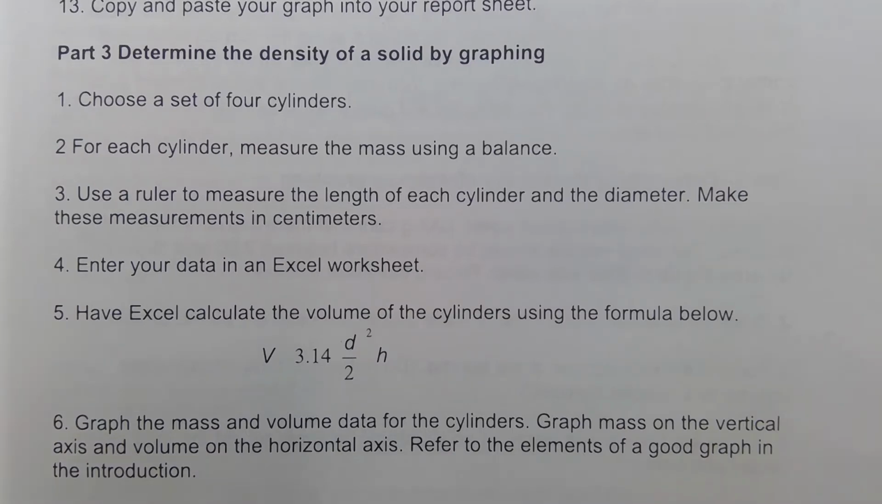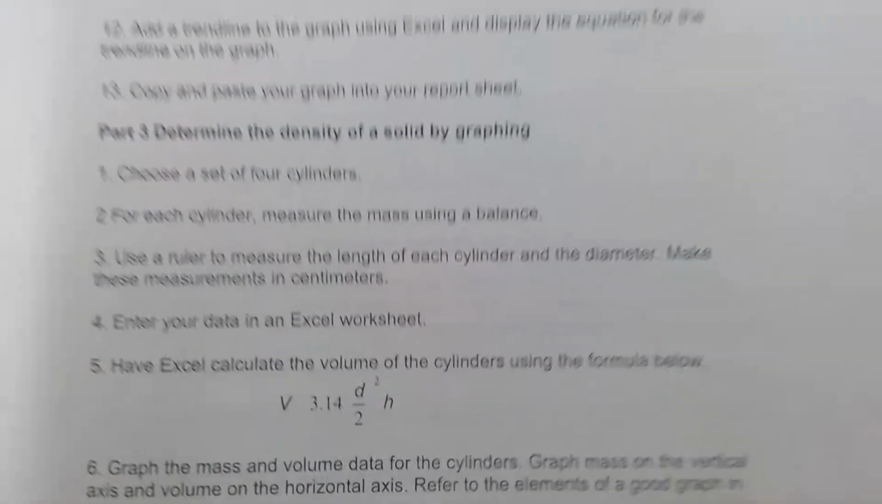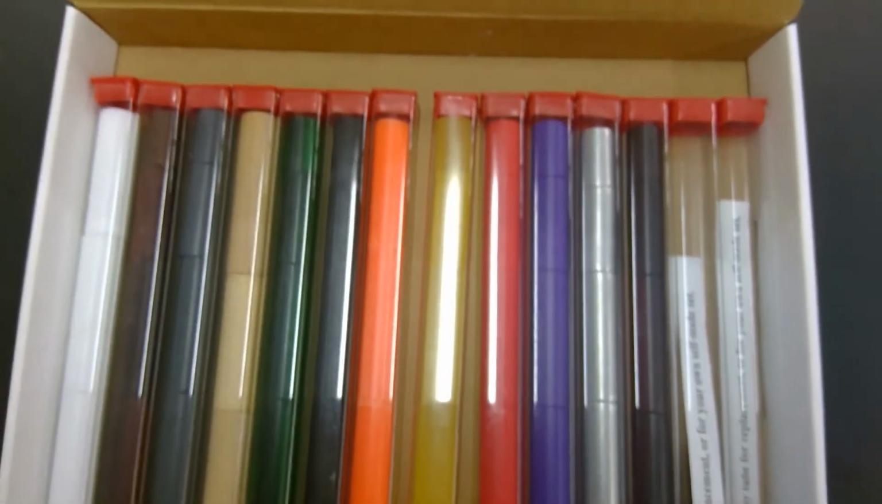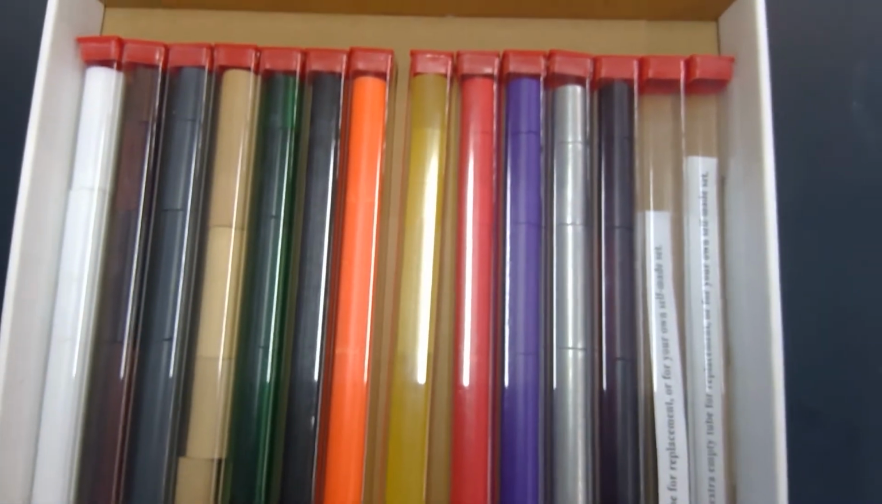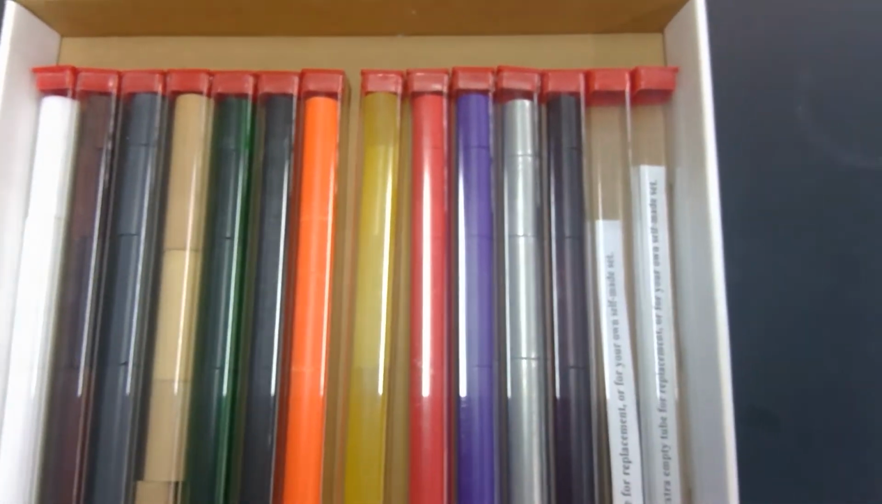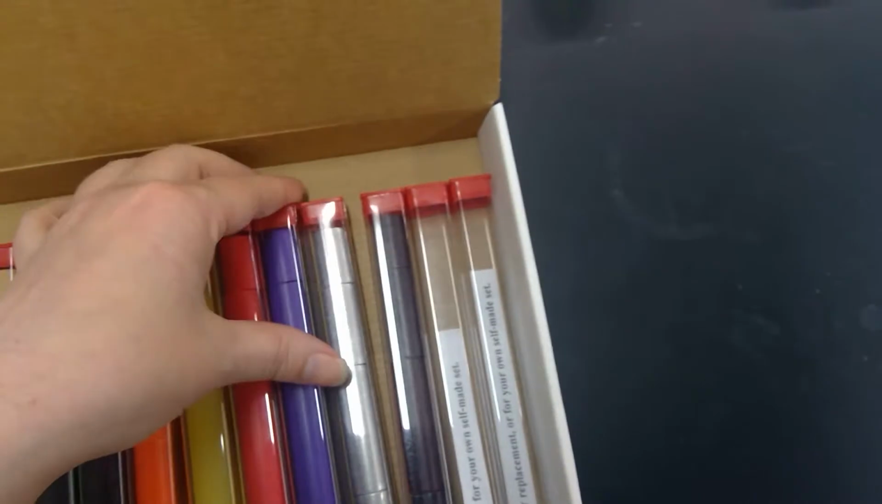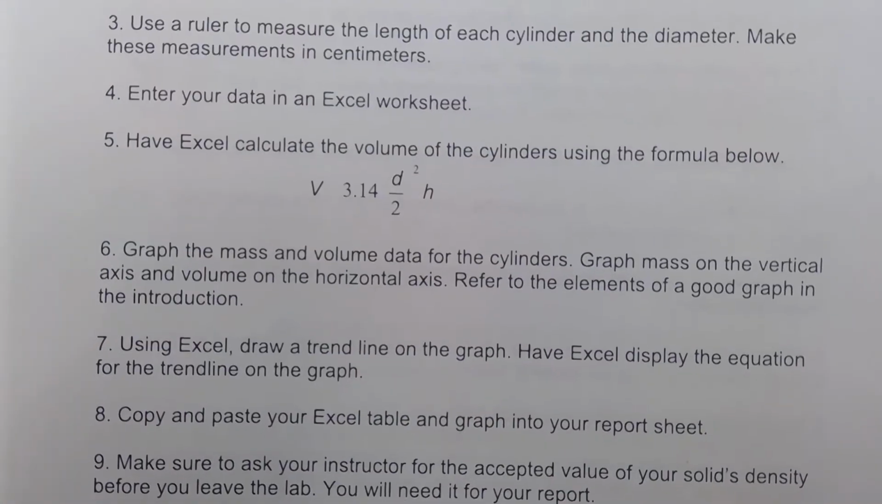All right, now we're ready to start part 3 to determine the density of a solid using graphing. So we'll want to choose a set of cylinders. There's a lot of different ones and they all have different densities. So we're just gonna choose one. Let's choose the purple one because I like purple. All right.